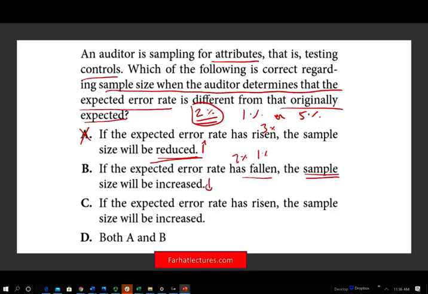If we think we can rely, we reduce the sample size, so B is out. So if A and B are out, I can take out D immediately. If the expected rate has risen, obviously C must be the answer, the sample size will be increased, and the answer is yes. If I find out the expected rate should be higher than 2%, then to compensate, I have to increase my sample size. Therefore, the answer is C.